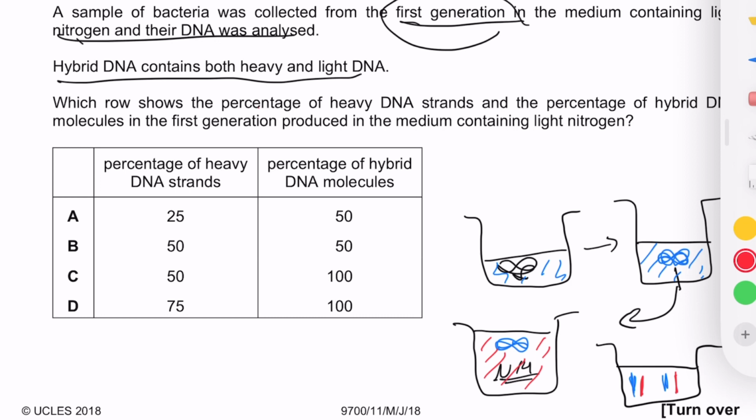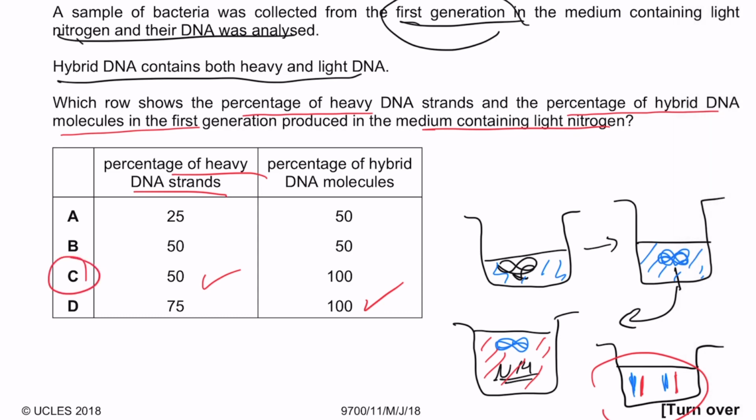So which row shows the percentage of heavy DNA strands and percentage of hybrid DNA molecules in the first generation produced in a medium containing light nitrogen? Again, there will be 100% hybrid as I have shown here, but the percentage of heavy strands will be 50%, because as you can see, there are 2 DNA molecules, 4 strands. 2 of them are N14, being the light strands, and 2 of them N15, being the heavy strands. Therefore, it's 2 out of 4, which is half, 50%.